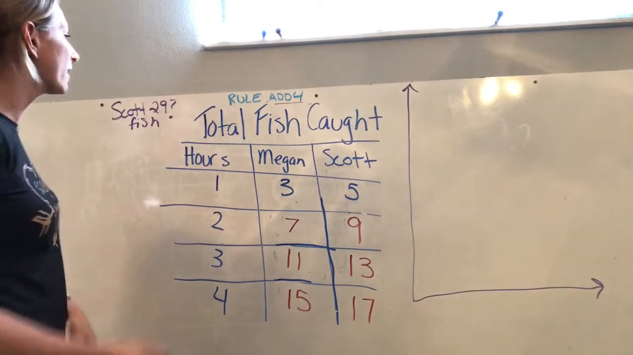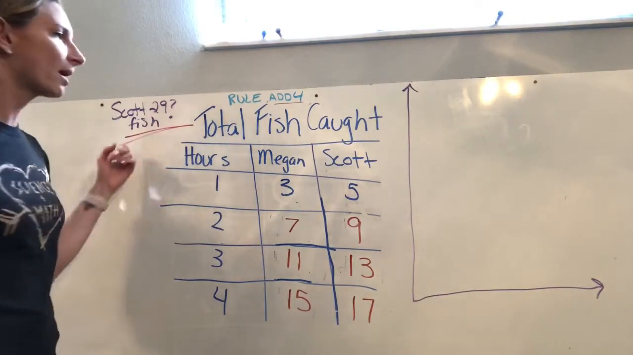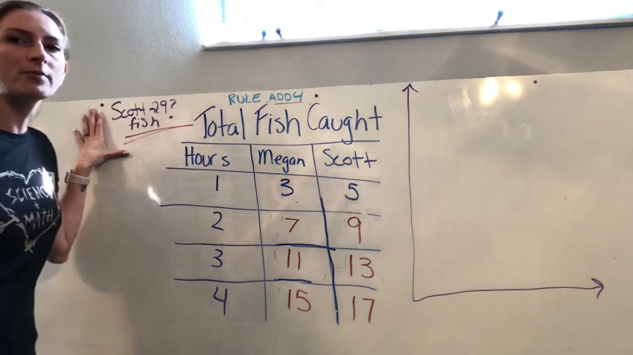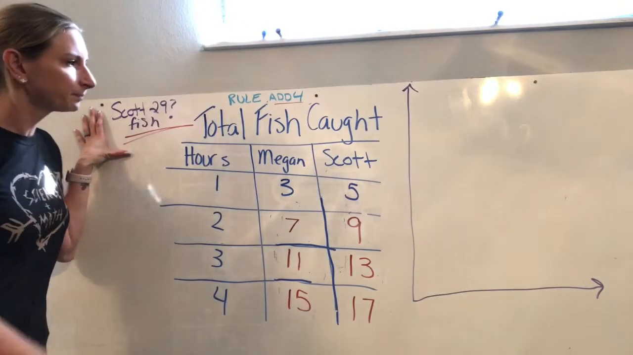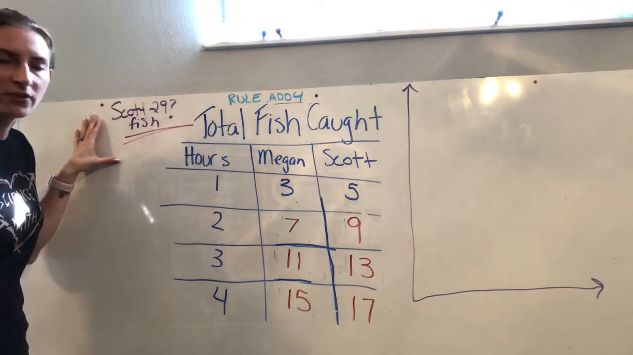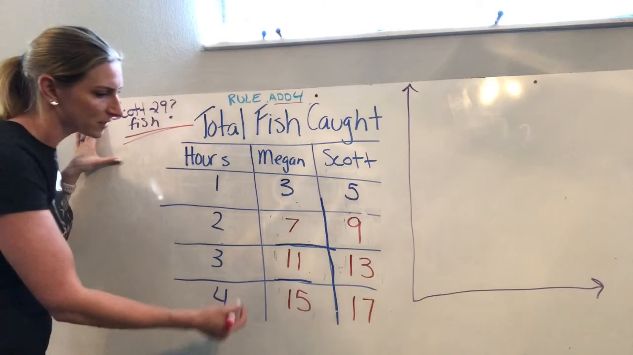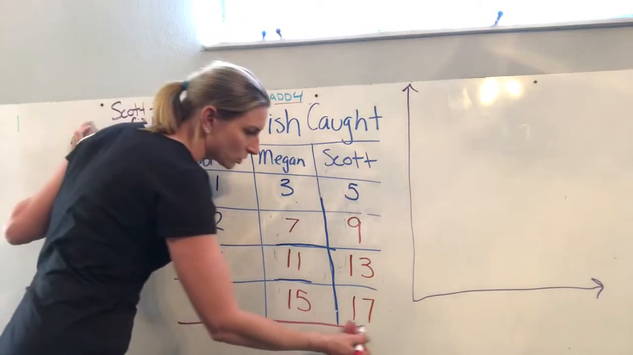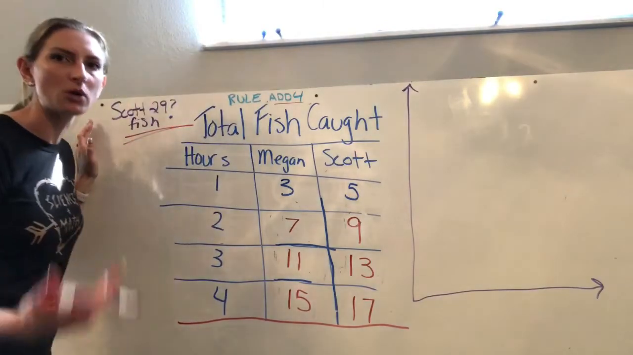But before I do that, there's part of the problem that I want to go over before we actually put it on a graph. Part of the problem asks, if we were to continue this on, how many fish would Megan have when Scott has 29 fish? So we left off Scott with having 17 fish. So we need to extend our table to keep going.